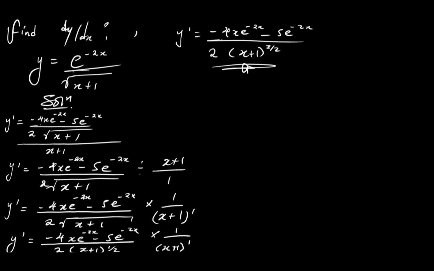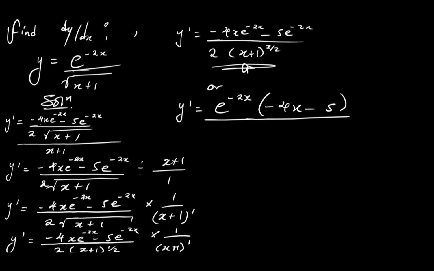Now, most people would leave their answer here. But why leave it here when you can go pro? So factorize. Show them that you know what you're doing. If I factorize, I pull out the e to the minus 2x, then we have minus 4x, then minus 5, over 2 times x plus 1 to the power 3 over 2. Just like that, and that's the final answer.